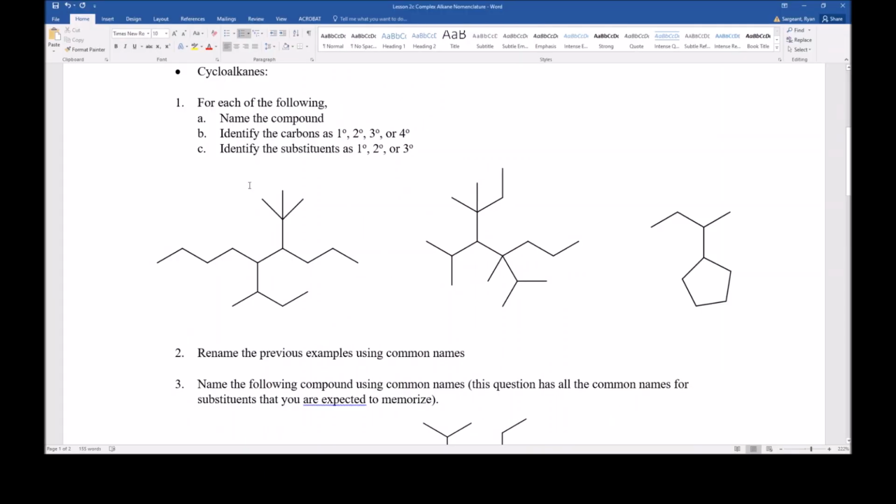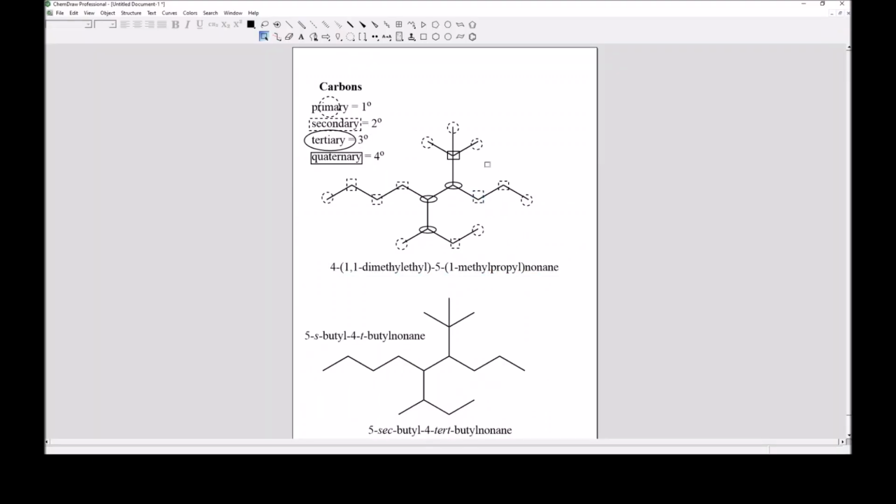And then the last thing I need to do is identify the substituents as primary, secondary, or tertiary. Now you'll notice that substituents are never quaternary. And this has to do with that idea of disconnecting them and then asking what the carbon is. So when you have a substituent, the substituent is primary, secondary, or tertiary based on the carbon that is directly connected to the parent chain. So whenever I see a substituent, if somebody asks me, is that substituent primary, secondary, or tertiary, then you just look at the carbon that is directly connected to the parent chain and you kind of subtract 1.